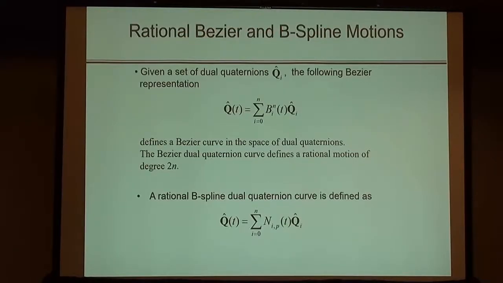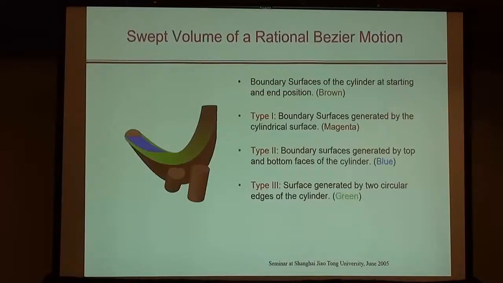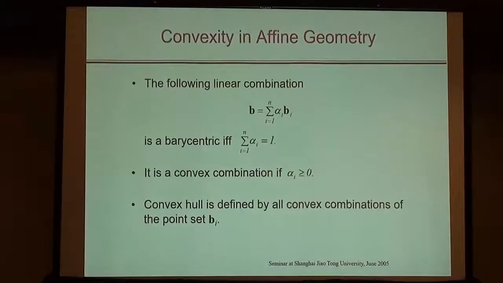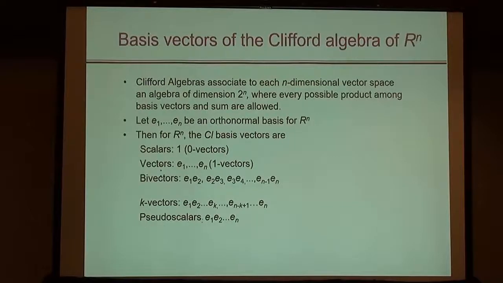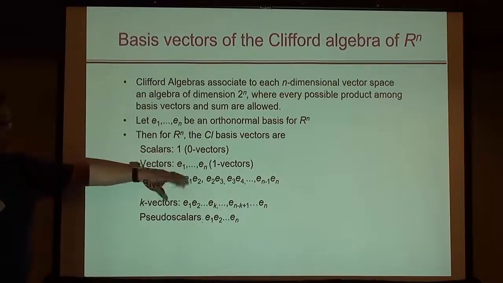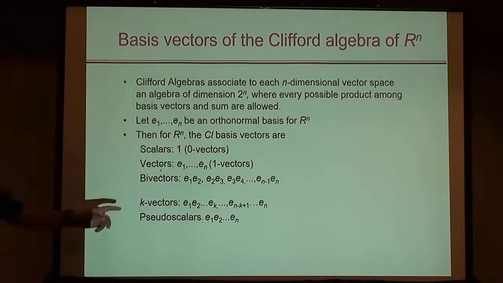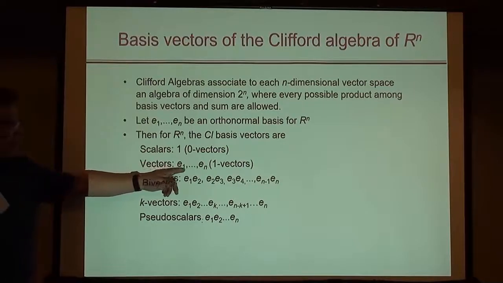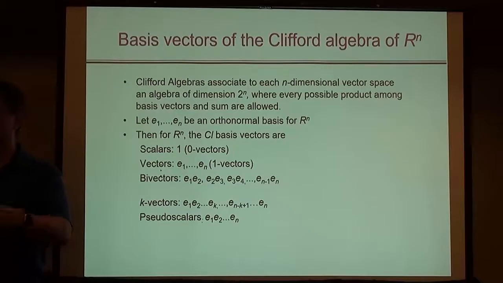So I'm running out of time. We can compute that volume. I don't have time to go through this. Let me just talk about Clifford algebra, since I'm running out of time. Now, Clifford algebra is basically based on vectors. There are scalars, called zero-vectors, which have one component. Then you have one-vectors. This is the typical vector that represents points.